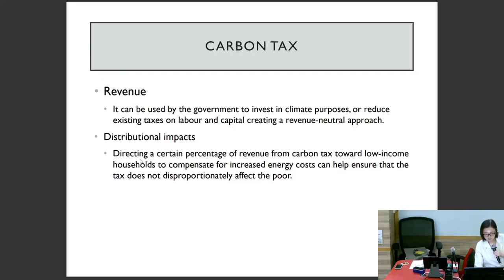Okay, directing a certain percentage of revenue from carbon tax towards low-income households to compensate for increased energy costs can help ensure that the tax does not disproportionately affect the poor. Okay, so for the rich people, paying a small amount of carbon tax is nothing, okay? But for the low-income family, maybe it would constitute a large percentage of their income. So the revenue generated by the carbon tax should be used to subsidize those low-income families.